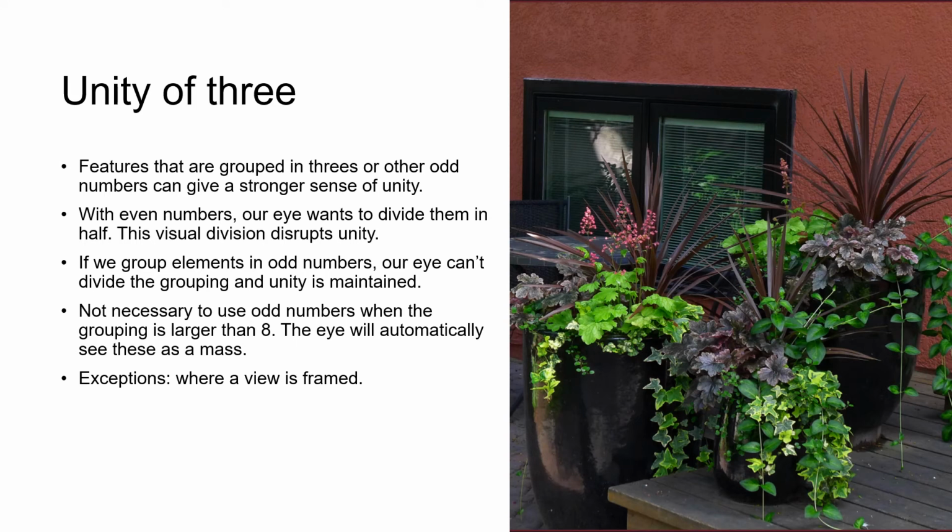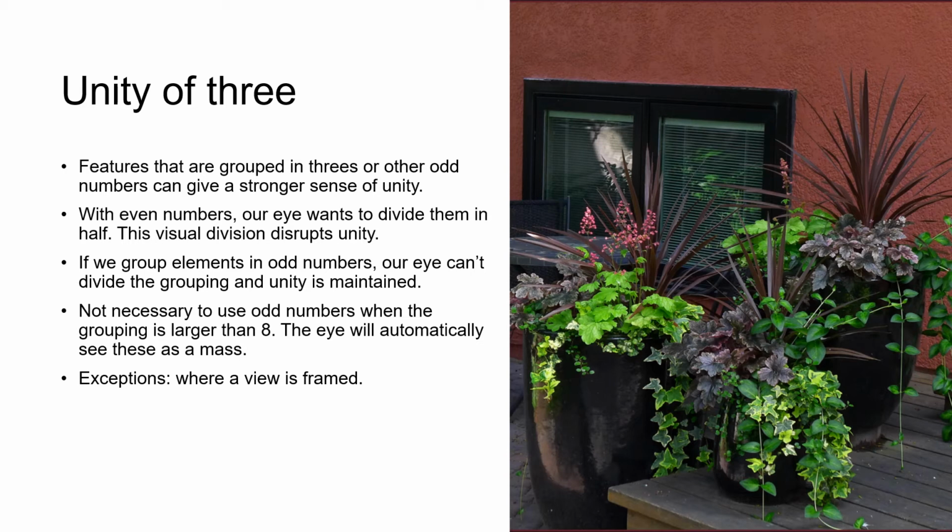I'm going to talk now about the unity of three. And this is another way of creating unity. Features that are grouped in threes or other odd numbers can give a stronger sense of unity to a planting scheme than plants planted in pairs.